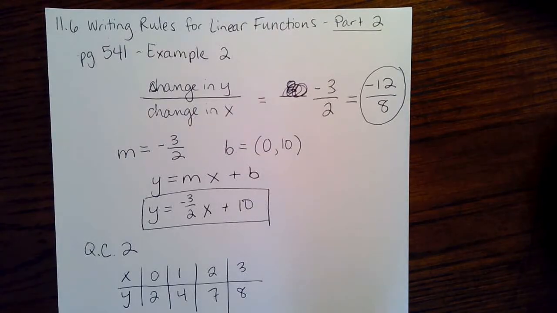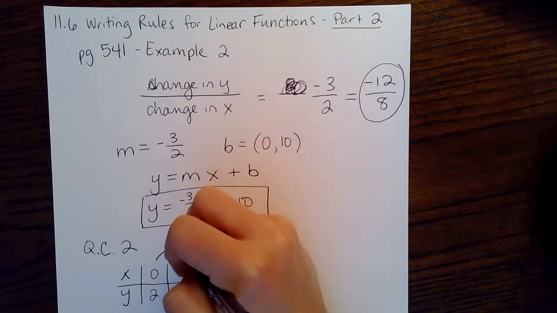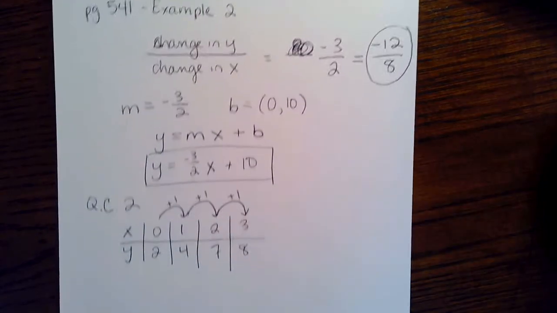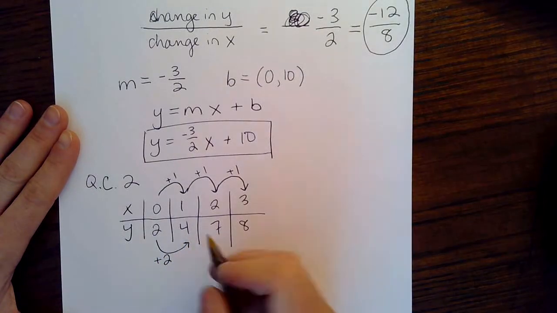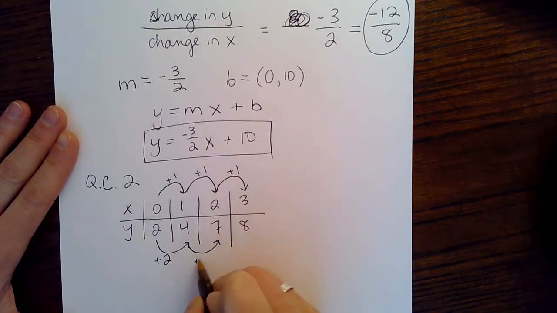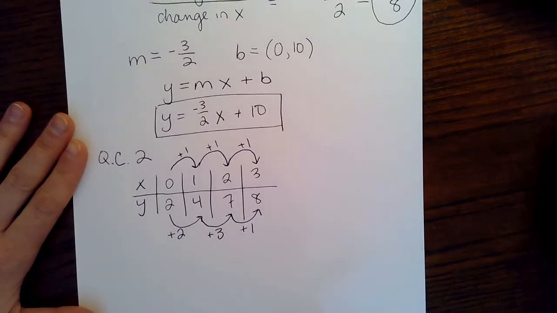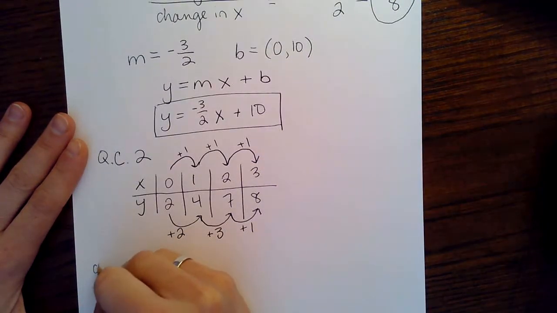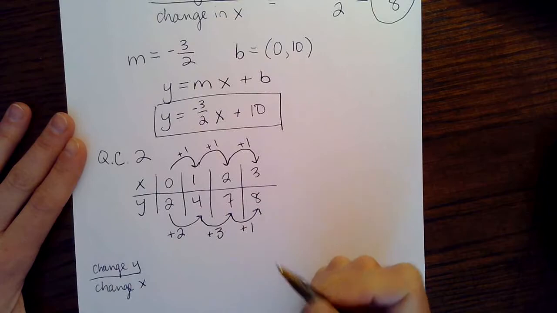Okay, so the question asks, do the values in the table represent a linear function? And as we change x, x is going up by 1 each time. Now let's look at the y value. From 2 to 4, we go up by 2. From 4 to 7, we go up by 3. And from 7 to 8, we go up by 1. So for it to be a linear function, this would need to be the same change in y over change in x. Now let's look at each of these.